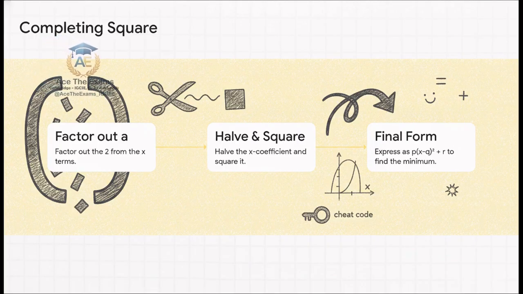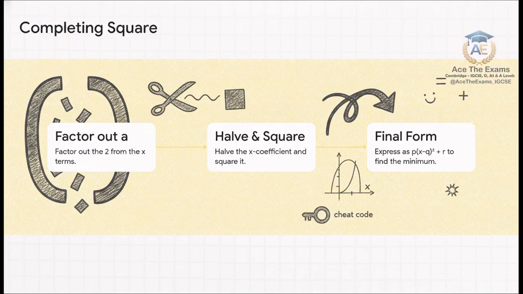And here is how you rewrite your destiny on this question. First, factor out that annoying coefficient of 2 from the x terms. Just get it out of the way. Second, take your new x coefficient, cut it exactly in half and square it. You add and subtract that value to keep the whole universe balanced. Finally, you collapse all of that into the elegant form of p times the quantity x minus q squared plus r.